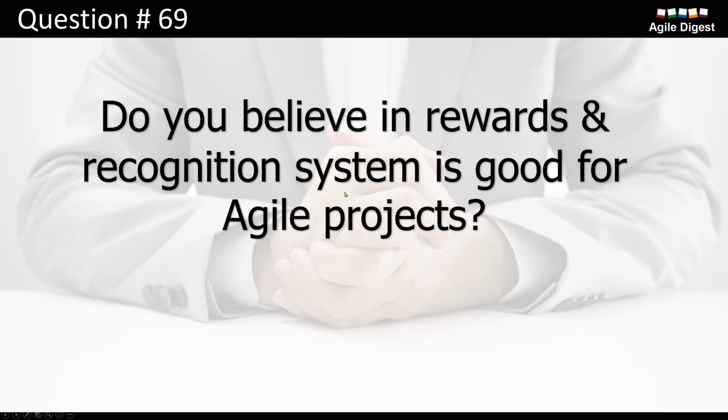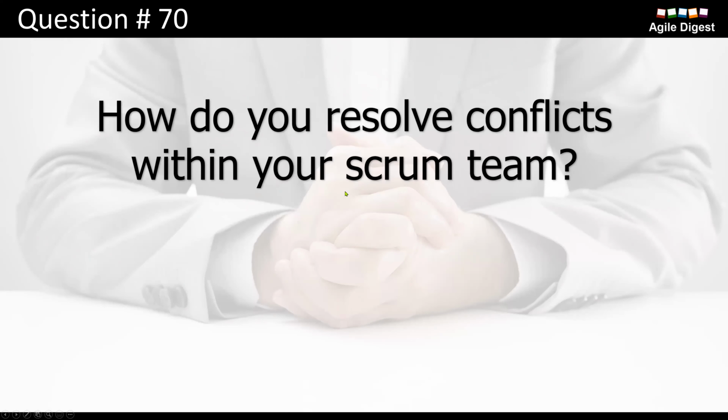Okay, I think we talked about conflict. How do you resolve conflicts within your Scrum team? We already spoke yesterday about communication and understanding the root cause. So anyone wants to repeat what we talked about yesterday?